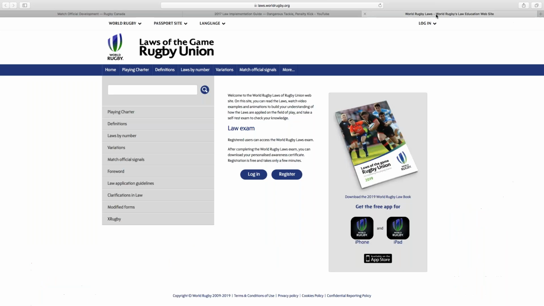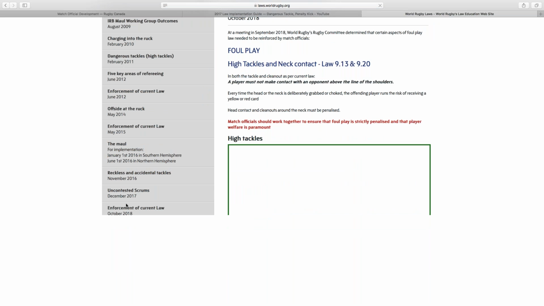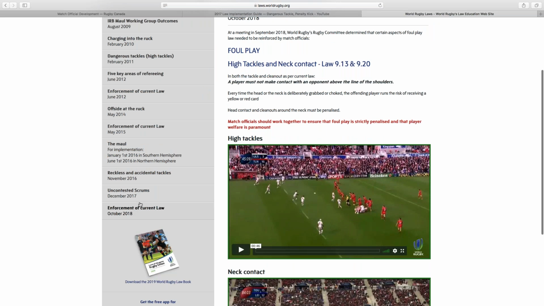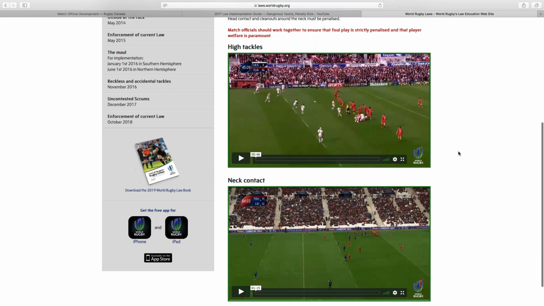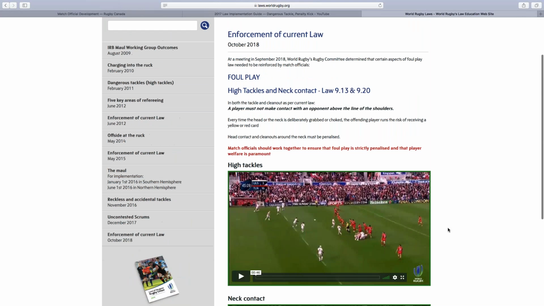And then finally also our World Rugby Laws website, which has a couple of areas that we can review. The most pertinent one being law application guidelines, right? So there's some guidelines that World Rugby has issued in terms of how we referee. Current law is the latest one from October 2018, and it is on foul play, specifically high tackles and contact around the neck, whether it's by the ball carrier or the clean out. Okay, and we will get into some of that stuff in the next couple of webinars.